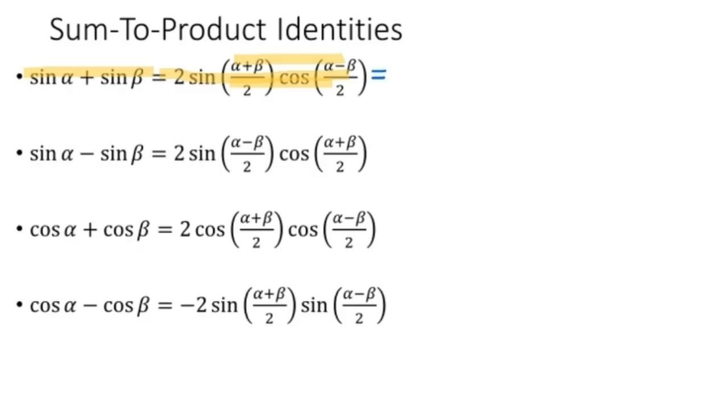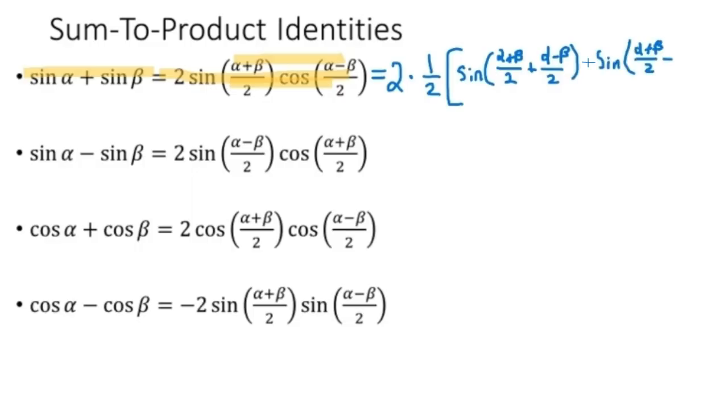If we start with the right-hand side of the first identity, we can apply the third product to sum identity, similar to what we did in example 1, and we get 2 times 1/2 times sine of (alpha plus beta over 2 plus alpha minus beta over 2) plus sine of (alpha plus beta over 2 minus alpha minus beta over 2). Now we can simplify.